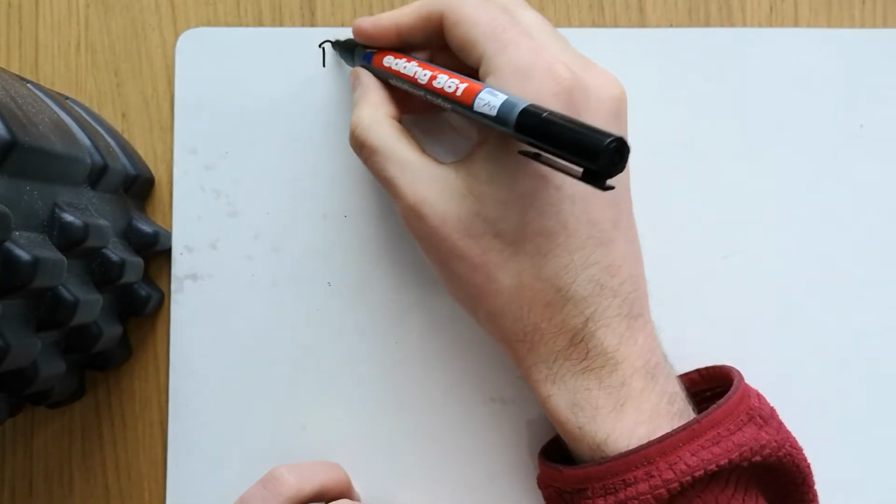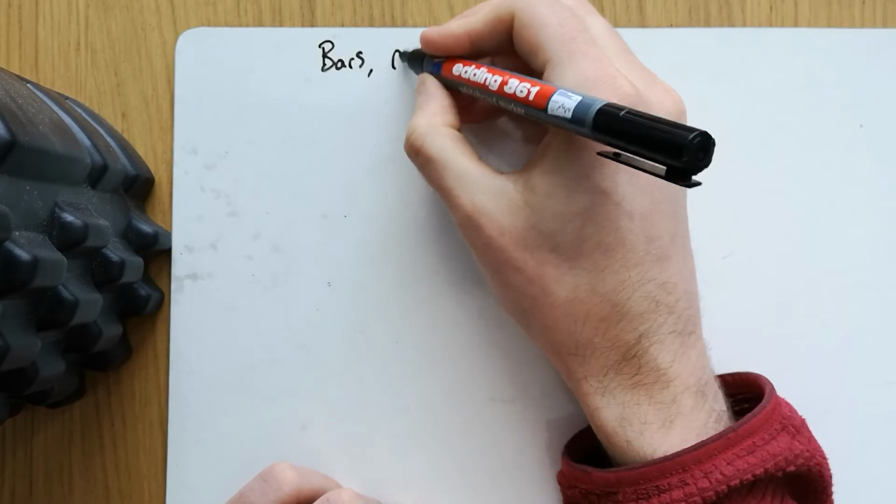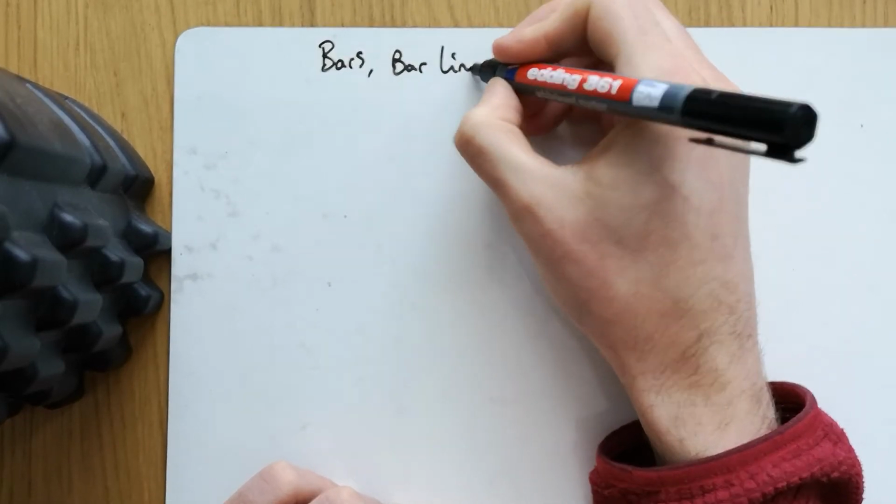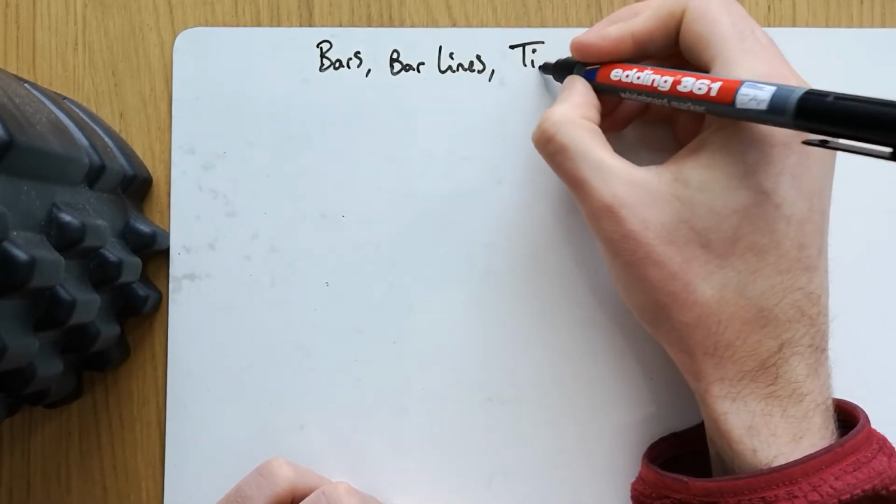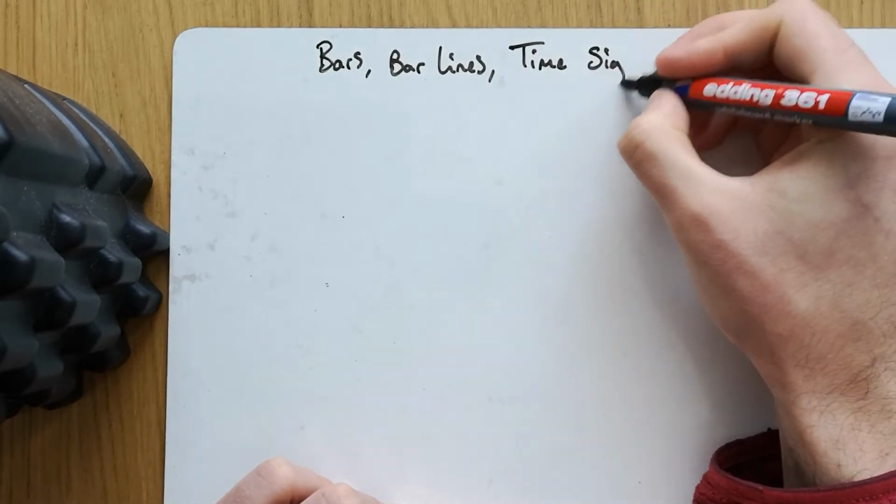Okay, now we've looked at time values and note names and how long these notes last for in their relationship to each other. The reason we need to know this is for things like bars, bar lines, and time signatures. So this is what we're going to look at next.